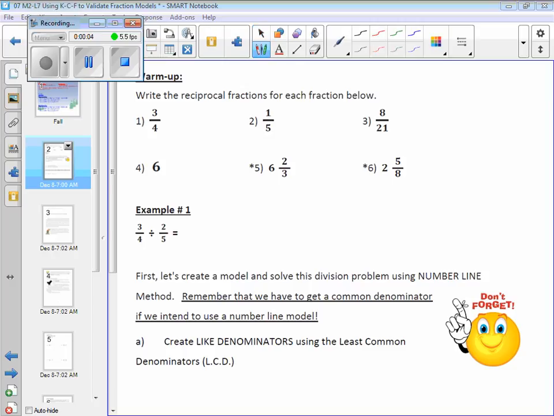Alright, so starting with reciprocal fractions, all you're going to do is take the fraction and turn it upside down. So what do you get for 3/4? Yeah, Joe. Also correct. Not that you have to do this. If you want to change this back to a mixed number, what would it be as a mixed number?